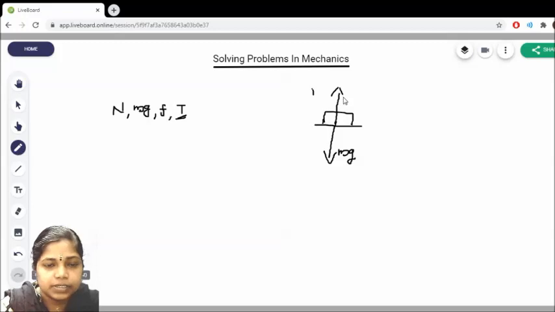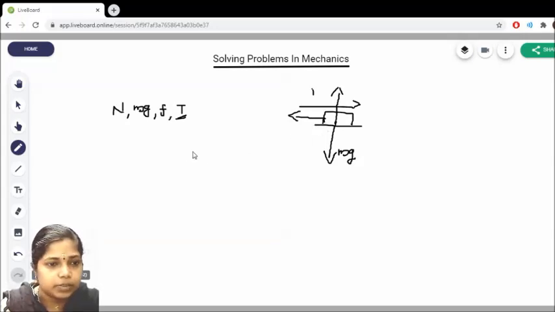contact surface. And the direction of friction is always opposite to the impending motion or relative motion. For example, if the object is moving along this direction, the frictional force will act along the opposite direction. Similarly, how do we draw the direction of tension? I told you the tension is always a pulling force. That is the key point to draw the direction of tension in a string.